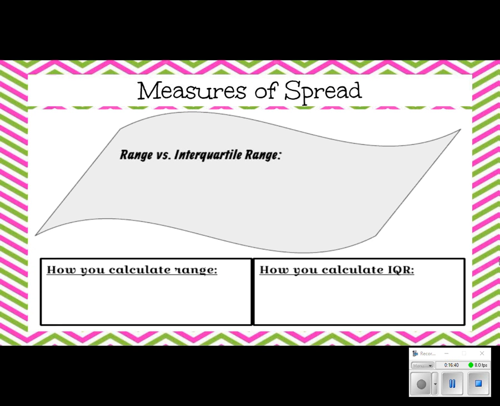All right, now let's talk about measures of spread. We've got range and interquartile range. So range is about how far the data is spread out, and actually that's the whole entire meaning of the word spread.